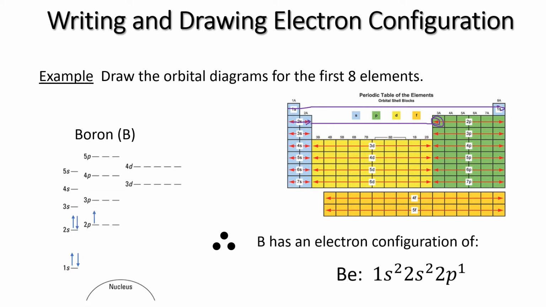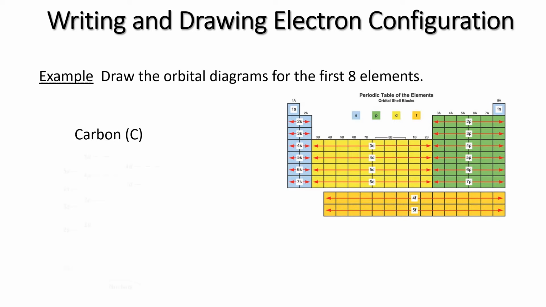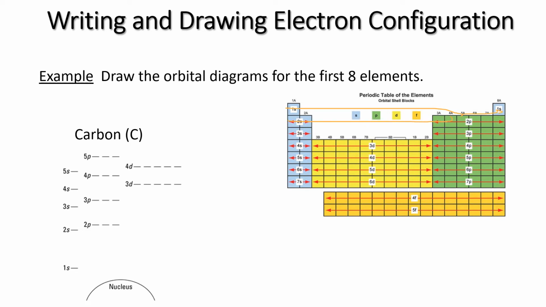Boron has an electron configuration of the following. Now, a little something will happen when we get to the next element here. Carbon. So we'll draw it first. Here goes carbon. We fill the 1s like that. We fill the 2s, and then we stop here because there's carbon. When we add the next one, we don't pair them up, we actually put it like this.